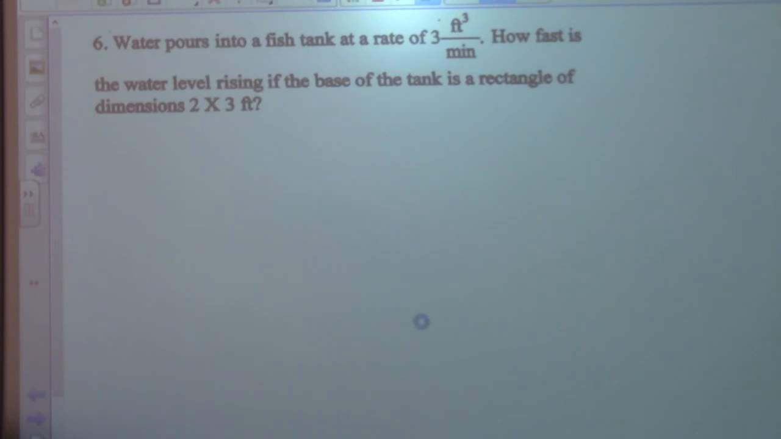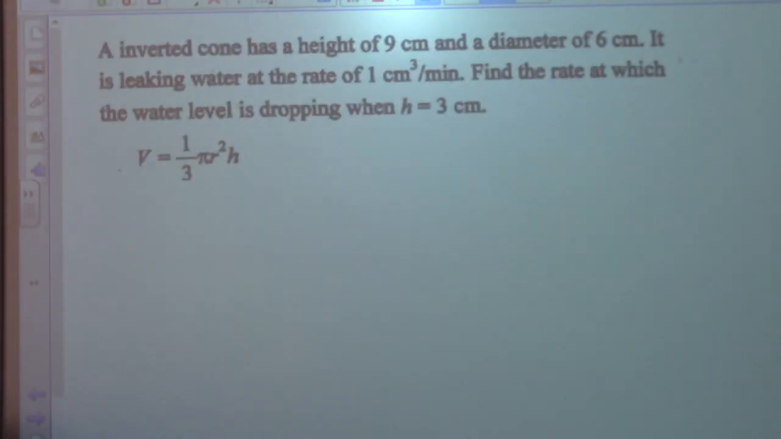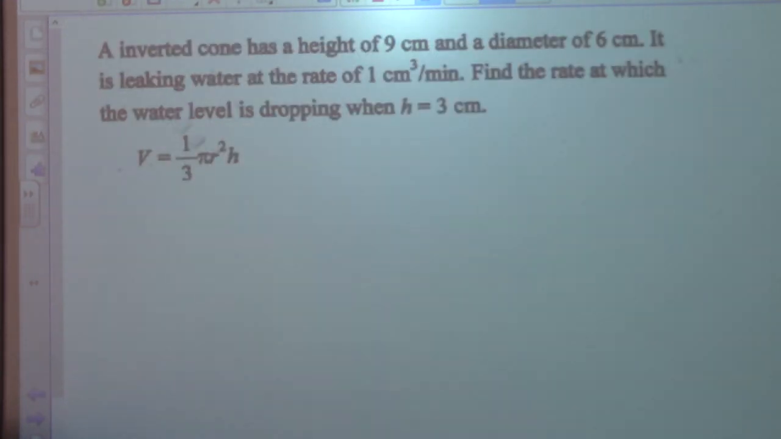Okay, now we're going to advance to our next note card, which is one that looks at another increased level of complexity. And so we have an inverted cone, has a height of 9 centimeters, a diameter of 6 centimeters, and it's leaking water at this rate. So at 1 centimeter cubed per minute, find the rate at which the water level is dropping when h equals 3 centimeters.